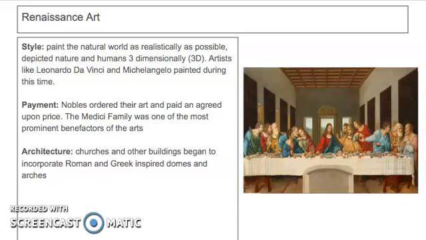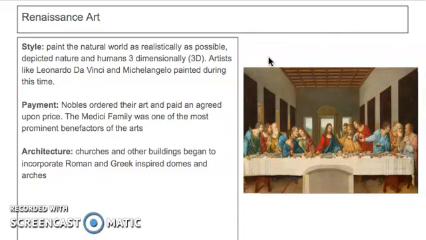So first, the style. The goal of Renaissance art was to paint the natural world as realistically as possible, either depicting nature or humans. And one of the most important distinguishing factors is that we see this concept of three dimension coming up. Previous to this time period in the medieval period and Middle Ages, we see 2D art. So essentially it looks flat. But now during this time we see 3D where they look like people that you could bring to life. We see artists like Leonardo da Vinci and Michelangelo during this time period, and this is one of the most famous paintings that came out of the Renaissance, The Last Supper by Leonardo da Vinci.